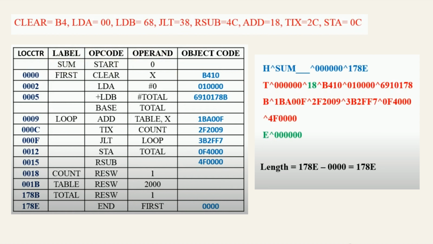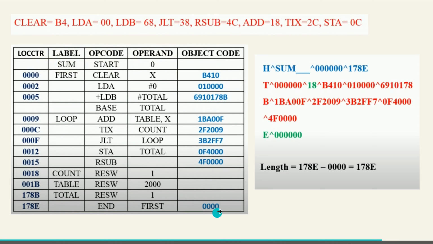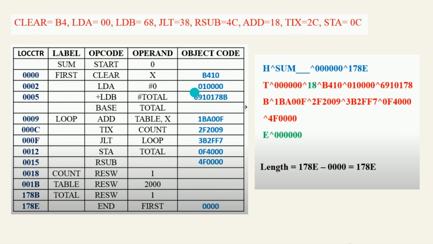And what is the next record? It is the end record. It is denoted by the letter E, and the next column, column 2 to column 7, says the address of the first executable instruction. What is the address of the first executable instruction? The first is 0000, correct? So that is what we are going to mention over here. Since it occupies 6 columns, we are going to fill it up with 2 zeros. This is how we are going to generate the object program for the corresponding SIC program.